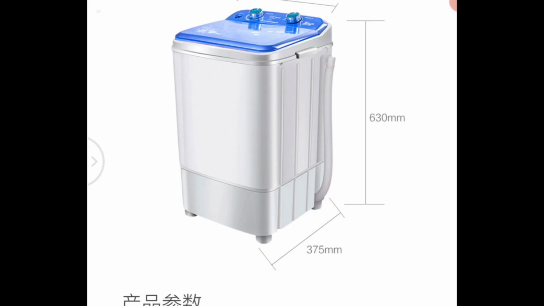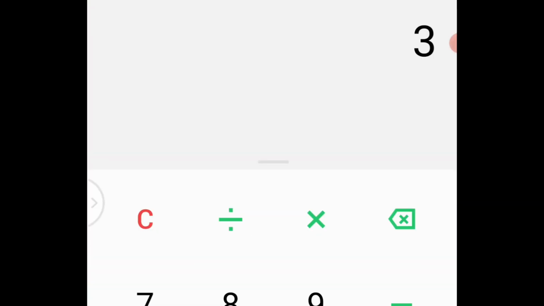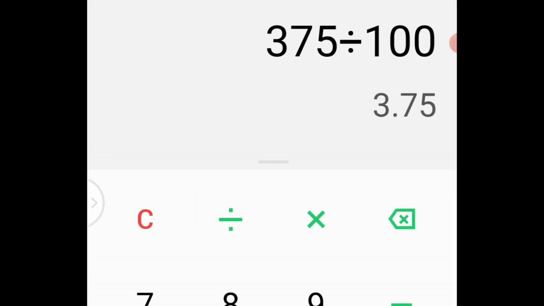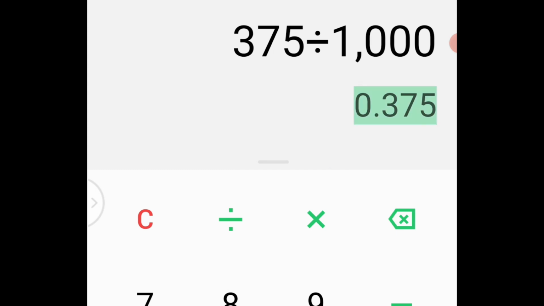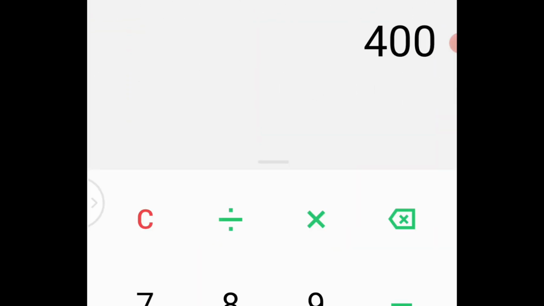Here our breadth is 375 millimeters, so we divide by 1000. 375 divided by 1000, we have 0.375. I'll copy this. Okay, meters. This is in meters. Then the last one is the width. The width is 400, right? So we'll just divide 400 by 1000. That's 400 divided by 1000. We have 0.4 meters. Now we have all our dimensions, or all the sides, in meters.